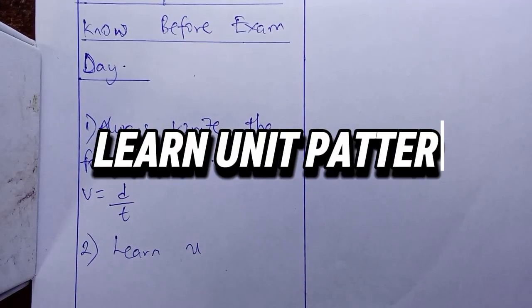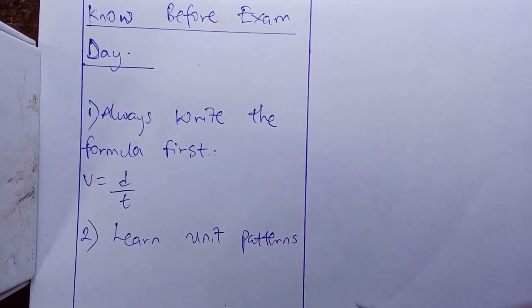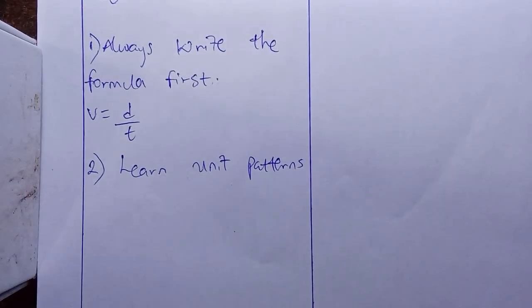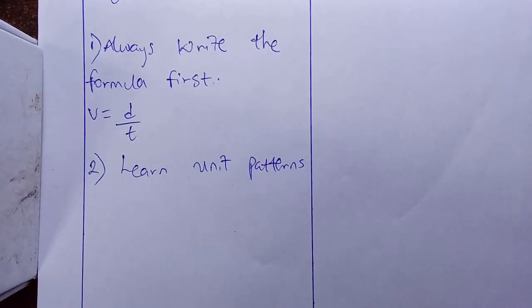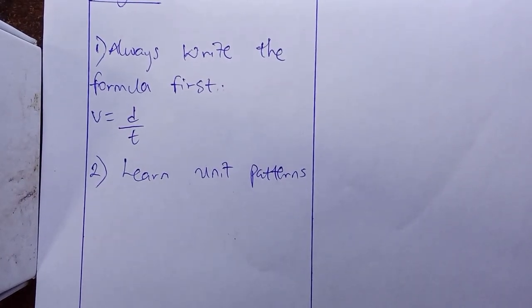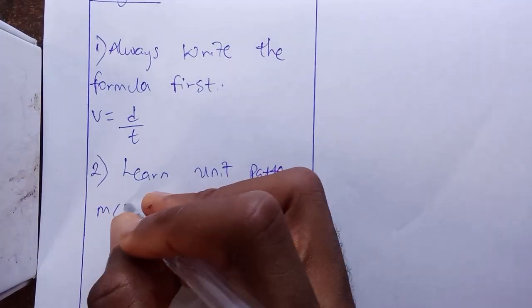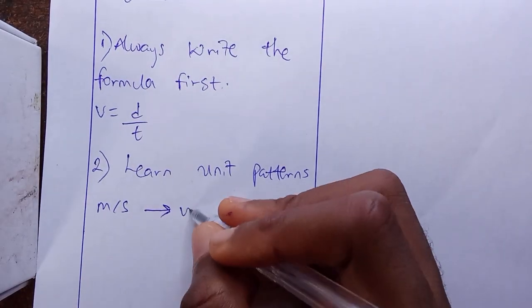Trick number 2: learn unit patterns. What does this mean? It means that your units help you review your formula quickly. For example, WAEC physics questions will not always tell you to find the velocity. They can tell you to find the speed of the object in meters per second, or in meters, or in Newtons. They will not name the particular physical quantity. So if you see meters per second, you're supposed to know it is velocity.